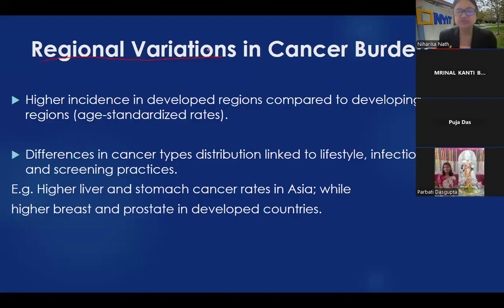In which countries? Okay, so regional variations in the cancer burden. Where do we find them? It so happens that there is a higher incidence in developed countries compared to the developing. Developing is really your third world countries, and the developed countries would fairly be your Western world. So there's a higher incidence.